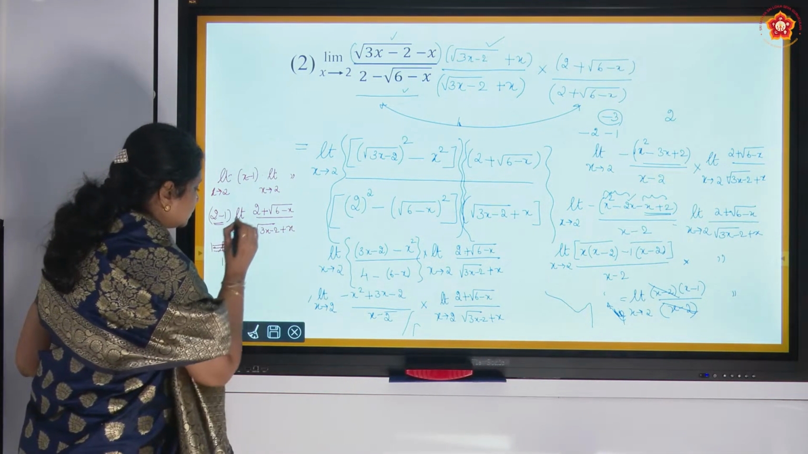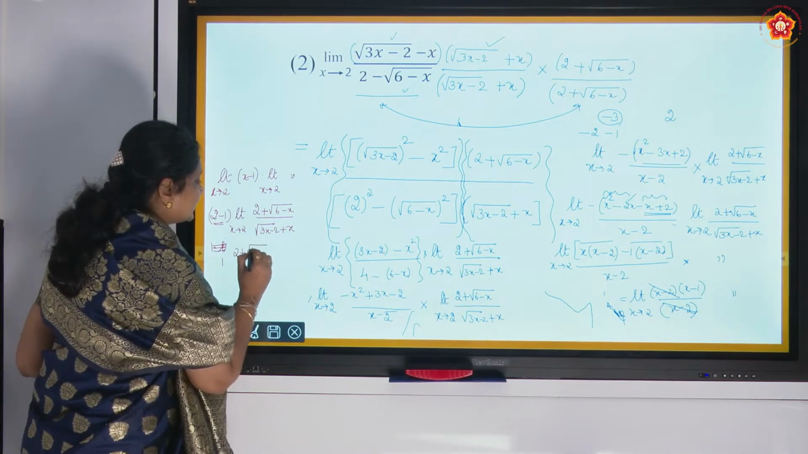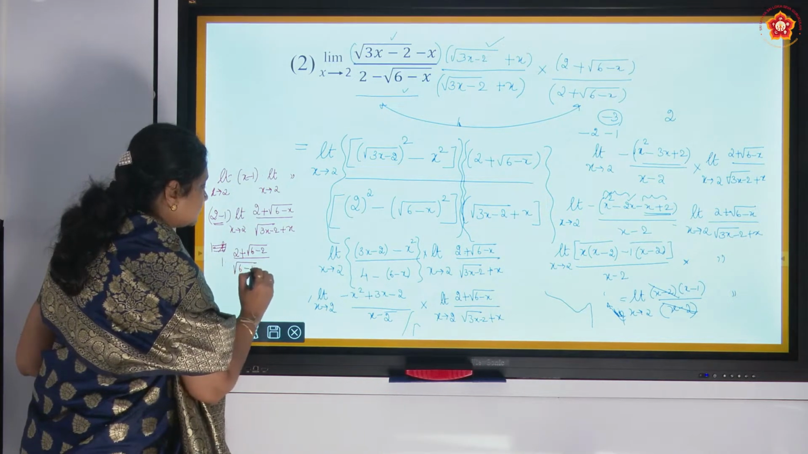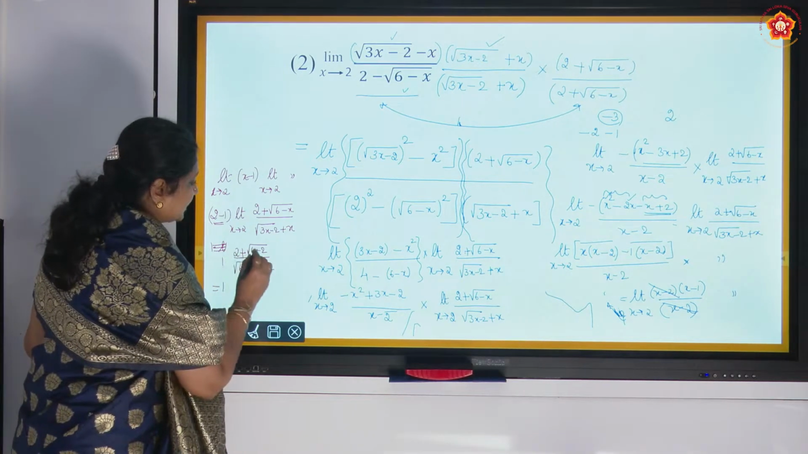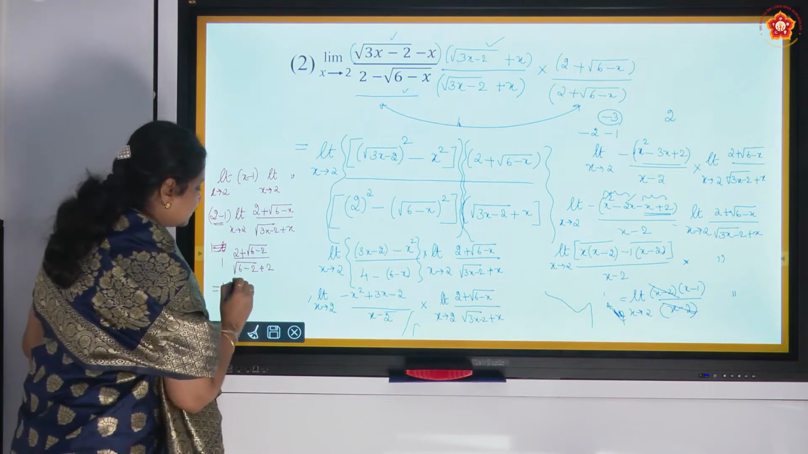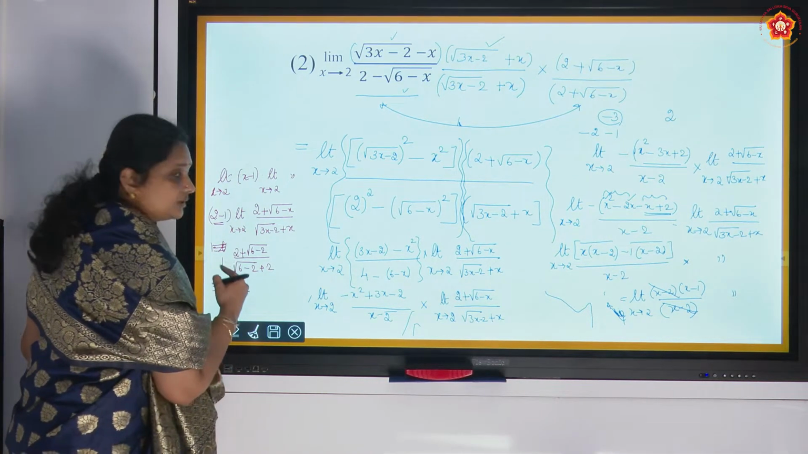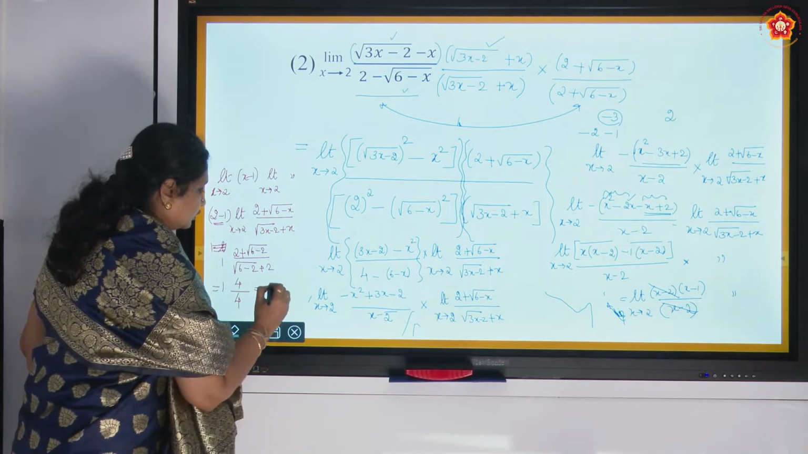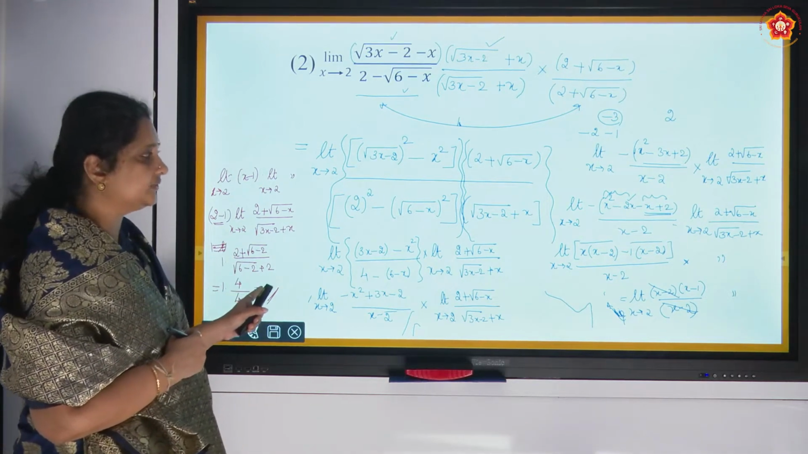So this is 1 into, when I substitute here, it's 2 plus root of 6 minus 2 divided by root of 6 minus 2 plus 2. So this is 1 into 2 plus root 4, that's 2. 2 plus 2 is 4 divided by root of 4, that's 2. 2 plus 2 is again 4. So this is equal to 1. So this is the answer that we get.